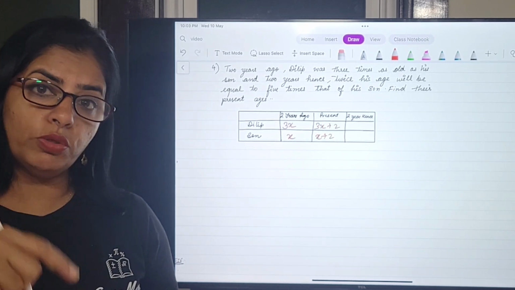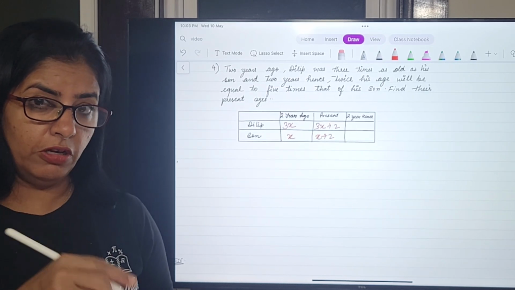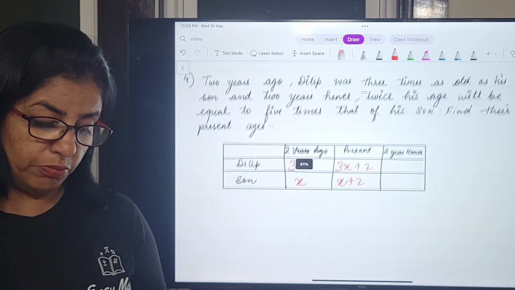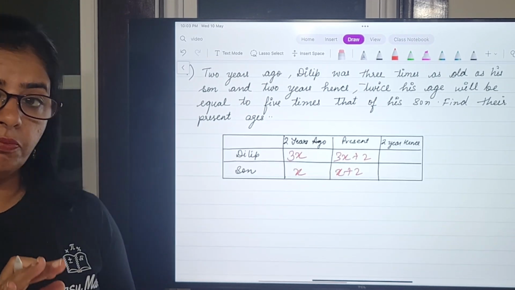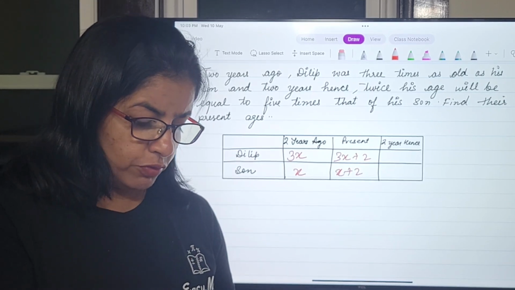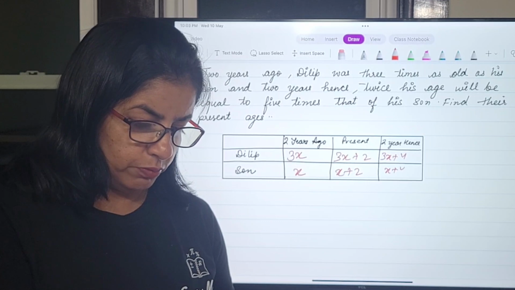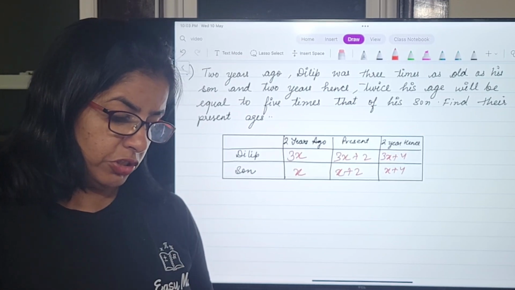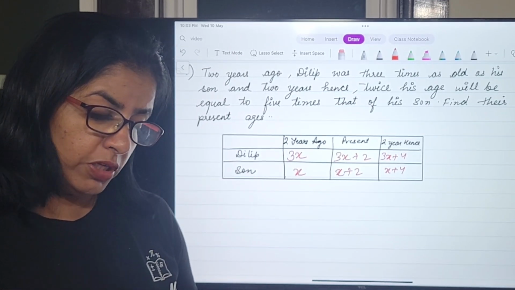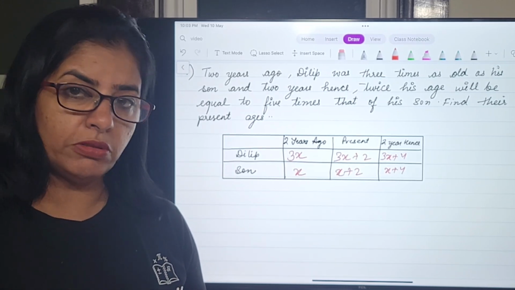And 2 years after, what will be his age? I'm still not putting the relationship. Please see here. I am not putting the relationship. I am just calculating as per simple maths of addition of years. After 2 years, it will be 3x plus 4 and this will be x plus 4. Now let's read the relationship. The relationship says 2 years hence, twice his age will be equal to 5 times that of his son.